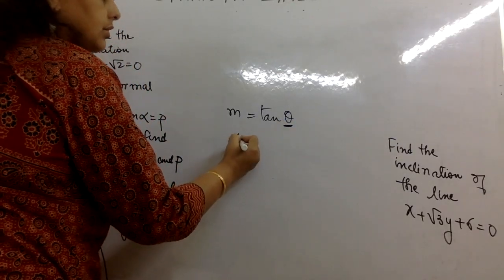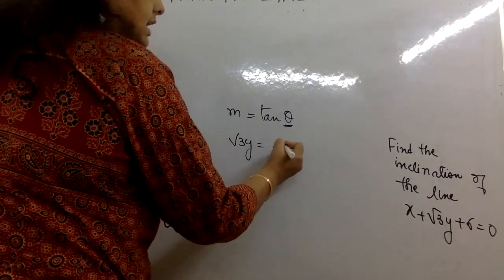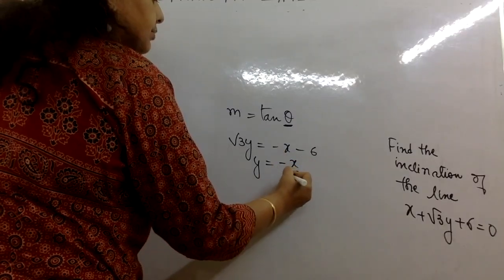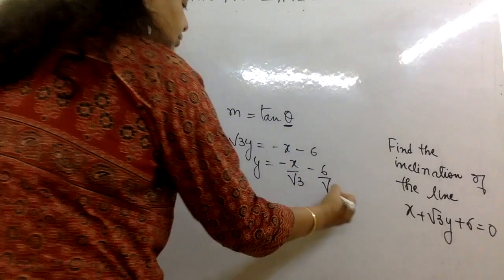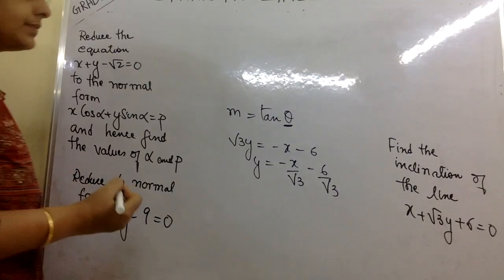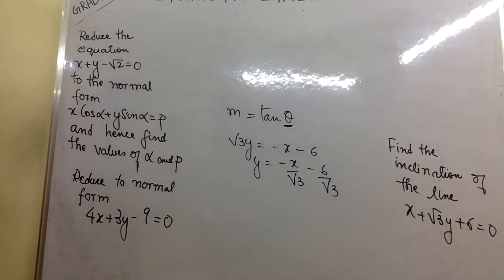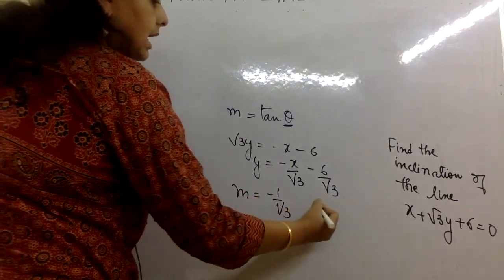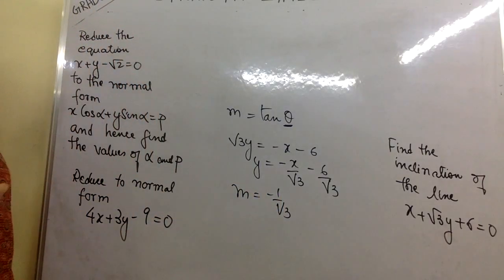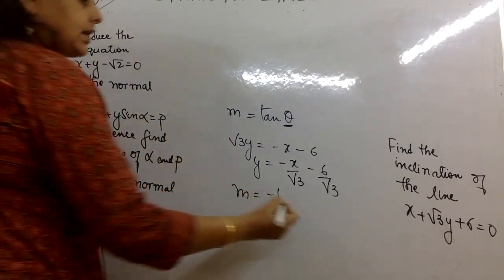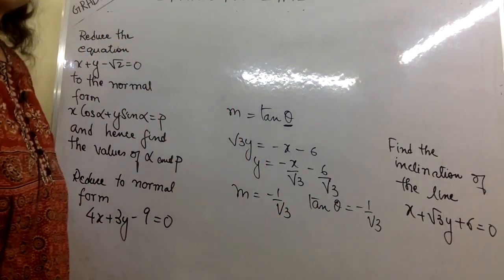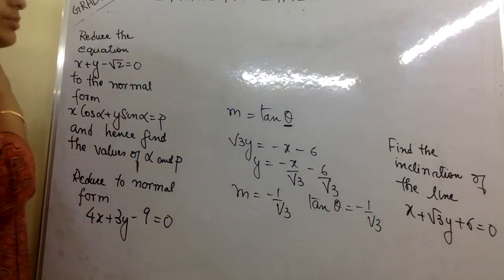Now root 3y is minus x minus 6. y is equal to minus x by root 3 minus 6 by root 3. Okay, so we get m. Now remember, this is not inclination, and m is minus 1 by root 3, which is equal to tan theta or tan alpha, whatever you say. Tan of this is minus 1 by root 3.